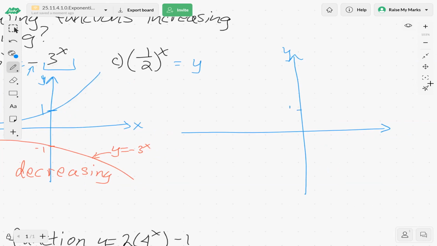So when x is an increasing positive number, we're actually going to get a smaller value. Our y value is going to decrease. It's going to approach 0. And as our value for x becomes more negative, our function's actually going to get larger. So is this function increasing or decreasing? It's decreasing.